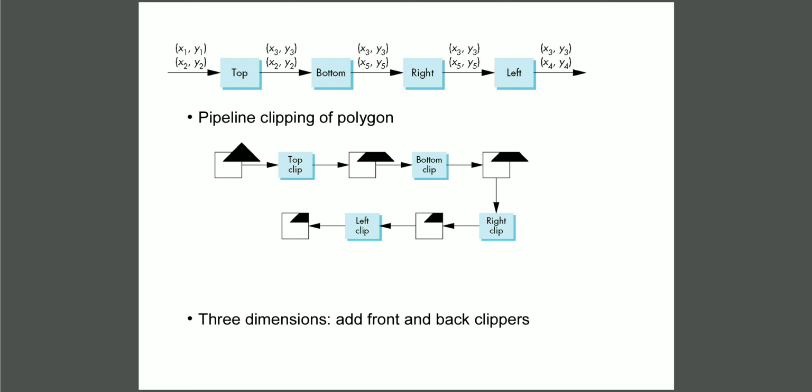When we apply the same clipping in a 3-dimensional system, then along with the four independent clippers we need to add two more clippers, the front and back clippers, to apply clipping even for a volume, that is, for the z coordinate value.